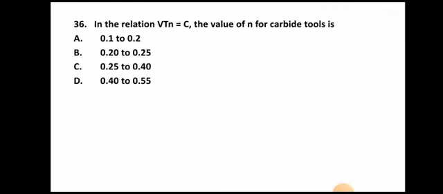Next question. In the relation V t to the power n equal to C, the value of n for the carbide tool is. The answer is 0.2 to 0.25. So V t raised to the power n equal to C, this is the relation used for tool life. And here n equals 0.2 to 0.25 for carbide material.